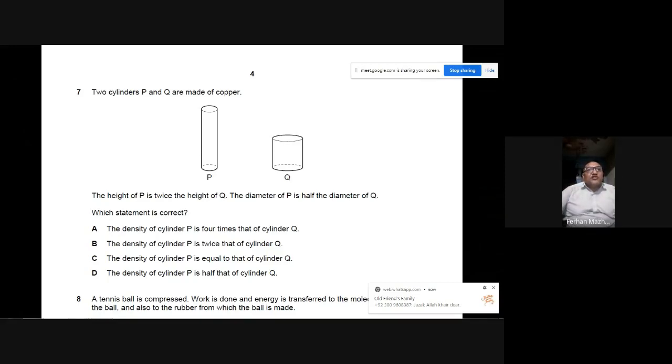Which statement is correct? Because they are both made of the same material, they both will have the same density. No matter what their dimensions are, it does not matter. If they have larger dimension, they will have larger mass. If they have larger volume, they will have larger mass. The important thing is they are made of the same material, so that's why they both will have the same density. So for question number 7, the option is C.